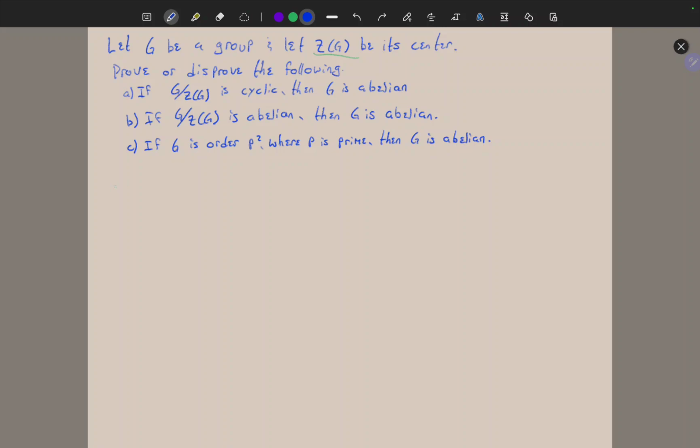So let's get started. For A, proof, we are going to suppose that G mod its center is cyclic, and we want to show that G is abelian. Now let's recall what it means for a group to be cyclic. If a group is cyclic, then there's an element in the group such that if you operate it with itself, you will end up generating the entire group.